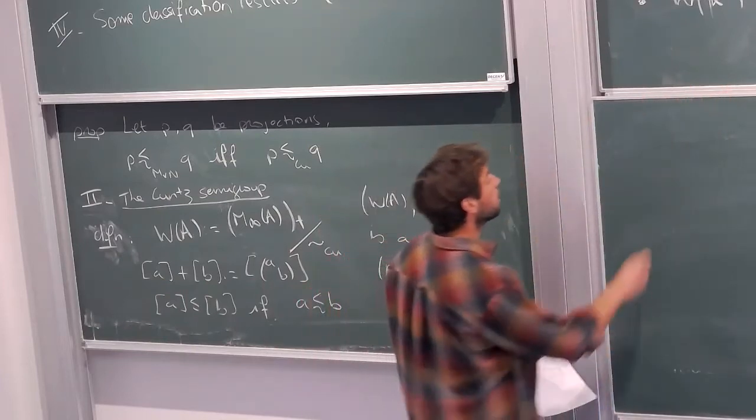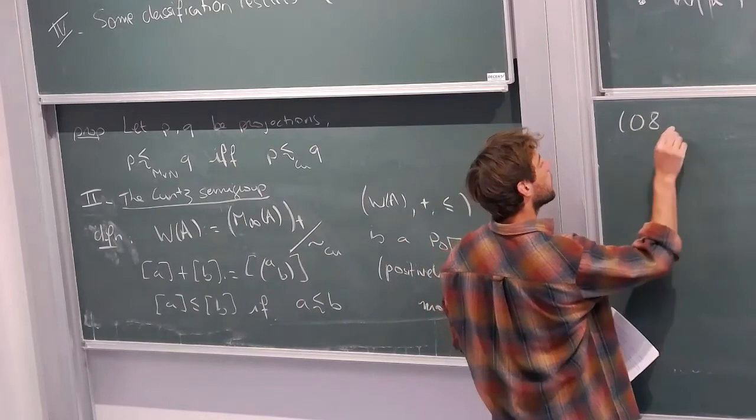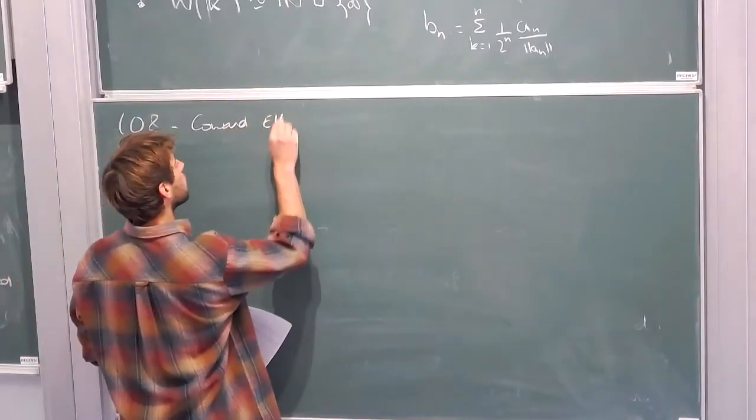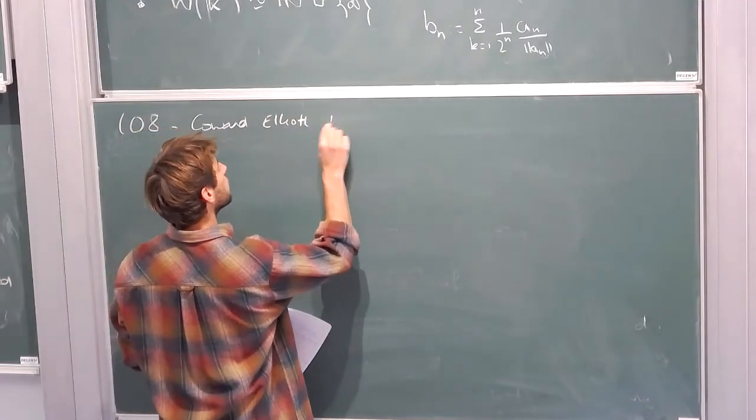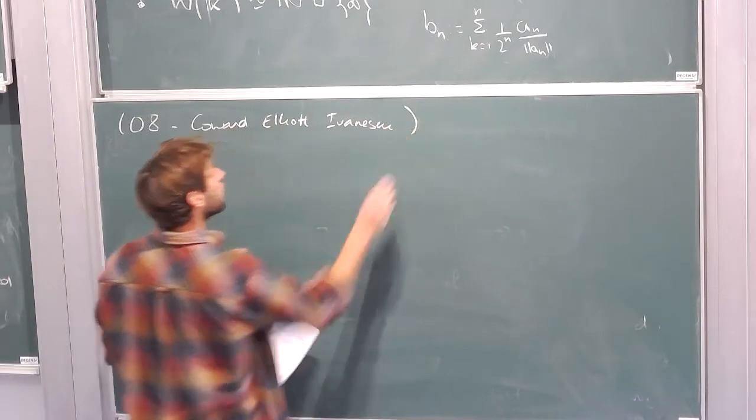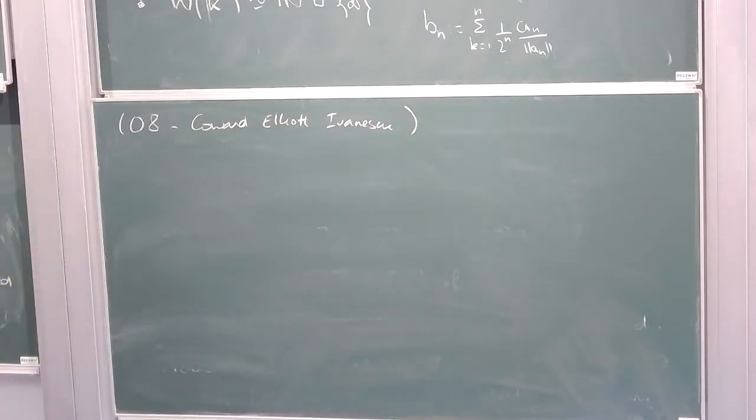So in 2008, Coward, Elliott and Ivanescu defined the completion of this, the completed Cuntz semigroup that now we call the Cuntz semigroup. And they define also in which category it falls into, so that it's continuous.